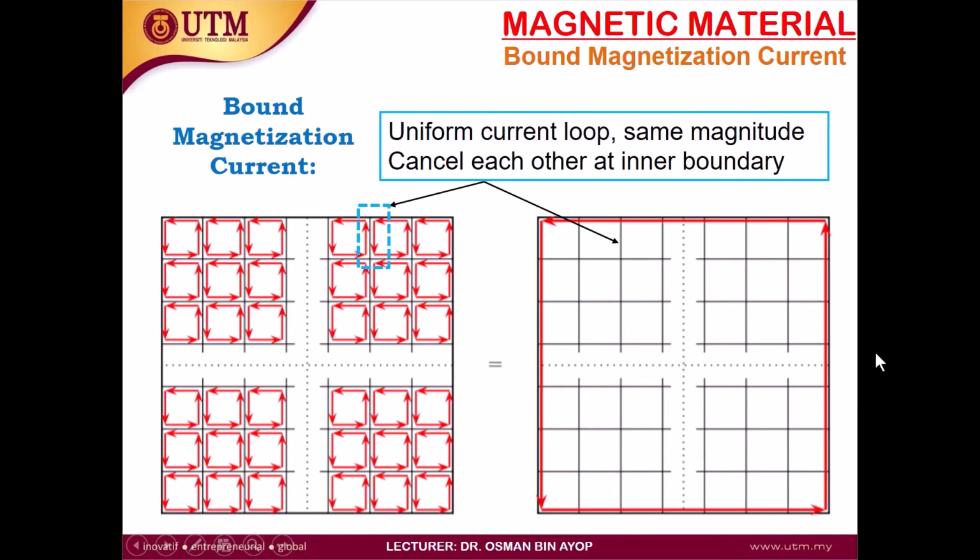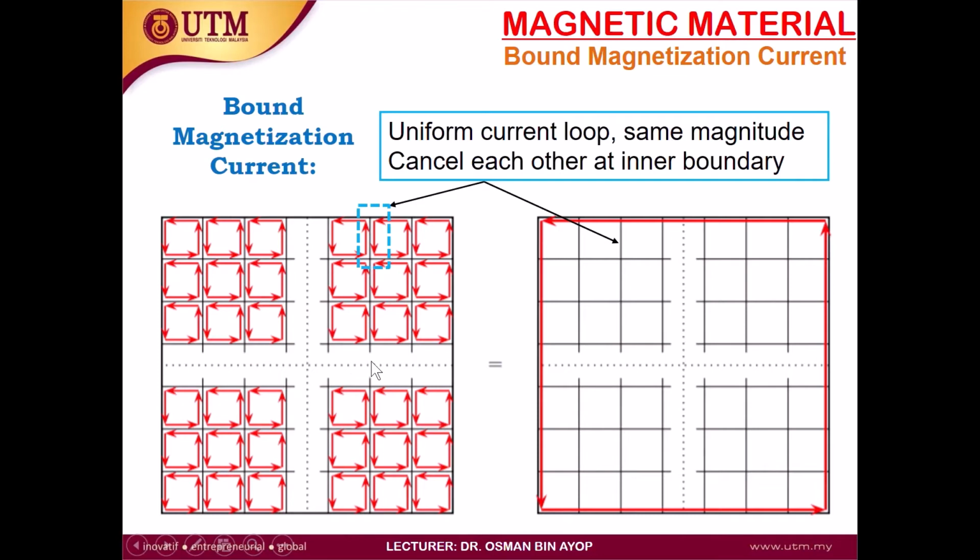Okay, let's see another figure in 2 dimensions. We have a lot of dipole moments inside our magnetic material, and it is uniform due to the external magnetic field. Let's see in detail what happens.